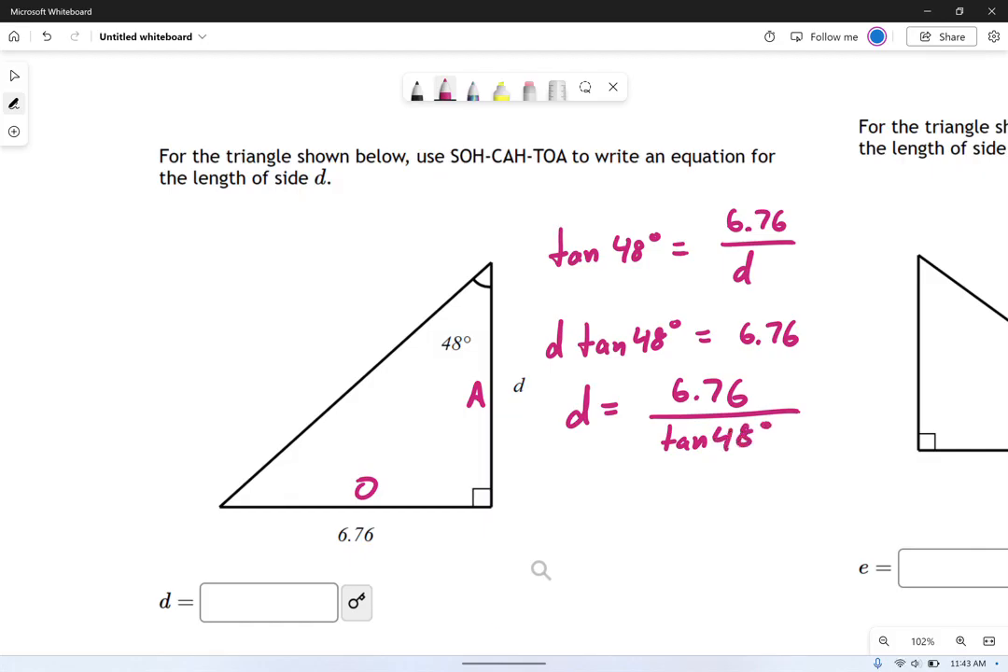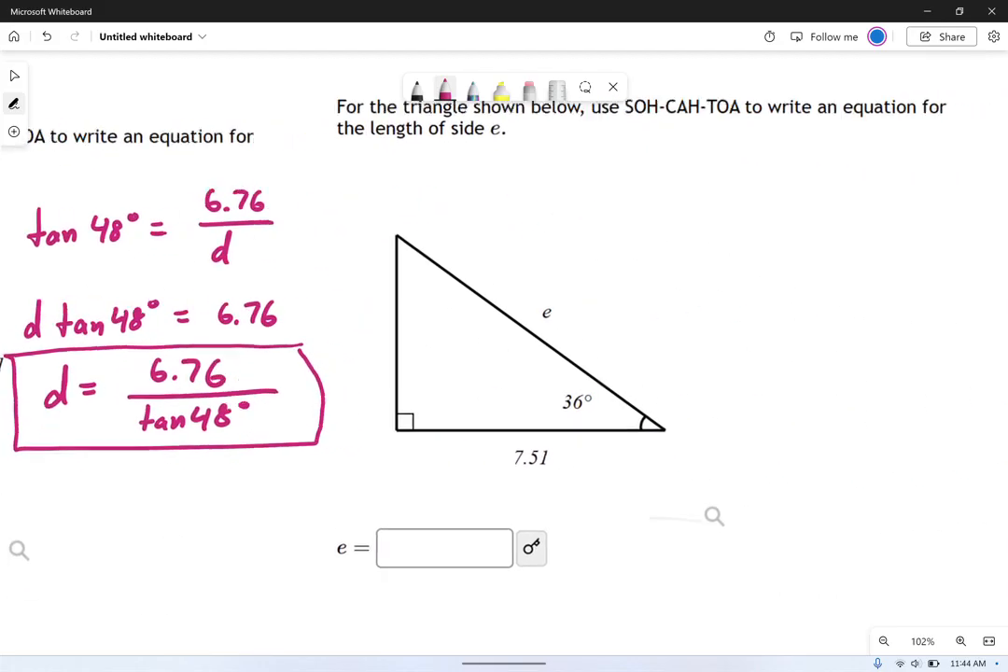Now sometimes I see students try to split up the tangent and the angle. You can't do that. Tangent and the angle are stuck together. They don't come apart. So there's our answer. Now if you have a calculator, you could turn that into a decimal form, but I think this particular problem wanted it just as a formula. Let's try the next one.